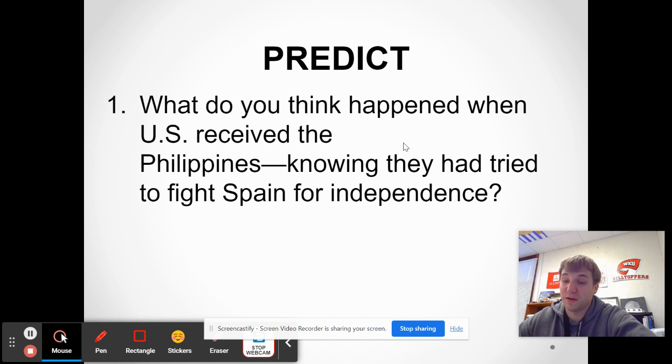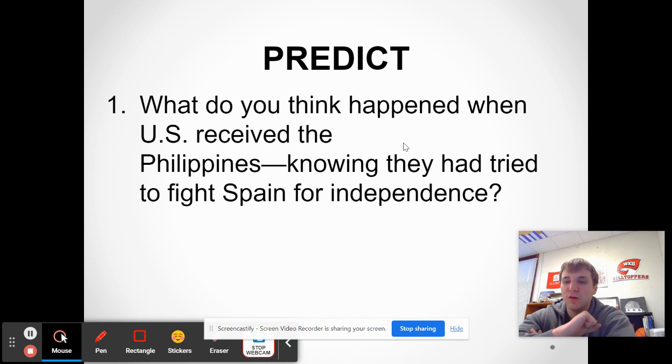Well, our founding values are, all men are created equal, according to the Declaration. Everybody has the rights to life, liberty, and the pursuit of happiness. We all have the right to pursue, or go after, whatever makes us happy in life. And in this case, what would make the Filipinos happy was their independence.